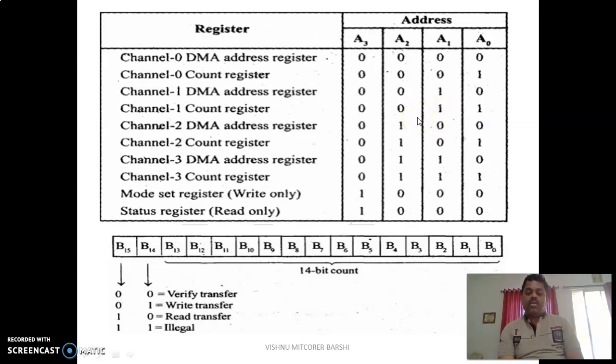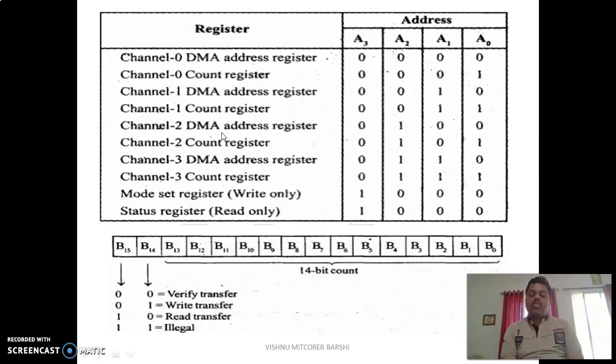In that way we can initialize the channel 2 DMA address register, channel 2 count register, channel 3 DMA address register and channel 3 count register. There are 2 registers: the mode set register, which is write only, and the status register, which is read only, selected when the address line A3 is 1.